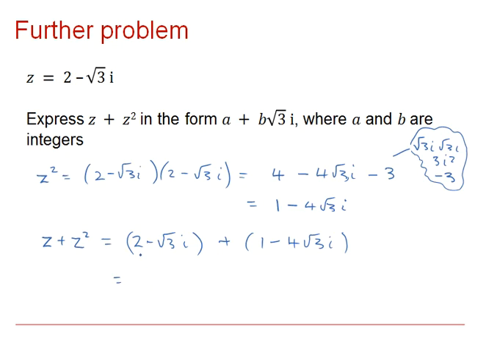Looking at the real parts then, that gives me 2 plus 1 is 3. And then I have minus 1 lot of root 3i, and then take away another 4 lots of root 3i, which gives me altogether minus 5 lots of root 3i. So in this case, given that they wanted me to write this in this form, I might now also make it clear in my answer that I had found that a equals 3 and that b equals minus 5.